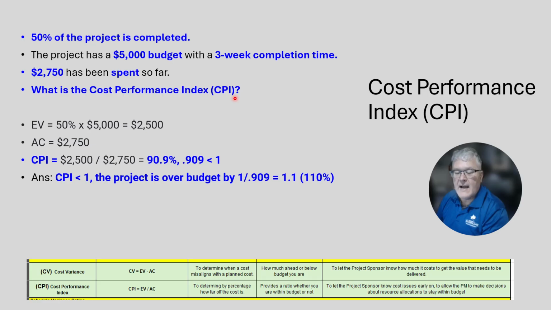So our CPI, and we look down here, is EV divided by AC. We have 2,500 divided by 2,750. That gives us 90.9%. So 0.91 is less than 1. So with a CPI of less than 1, the project is over budget by about 10%. So this is just an example where you need to stop and think about what's being asked of you in terms of consideration of other problems.